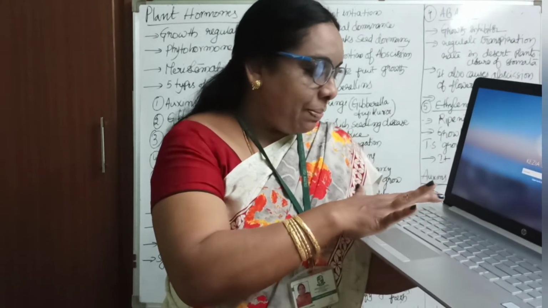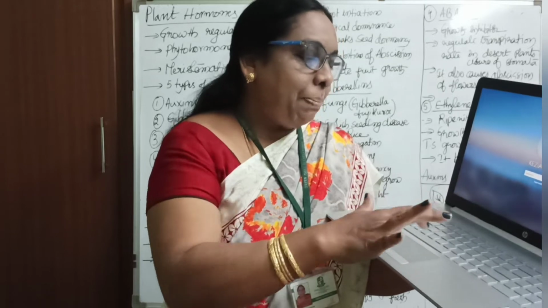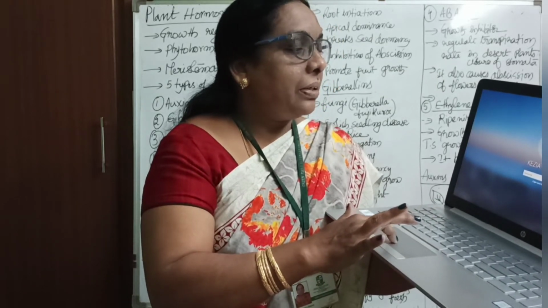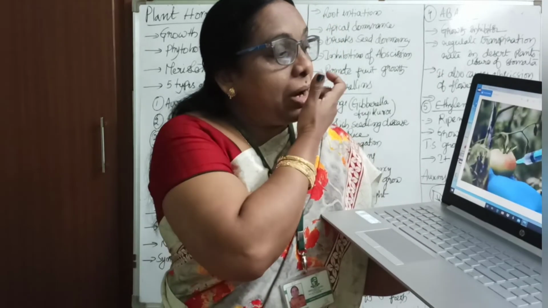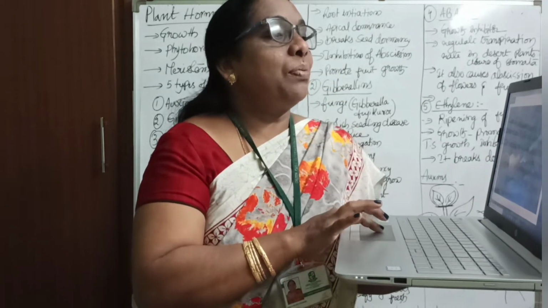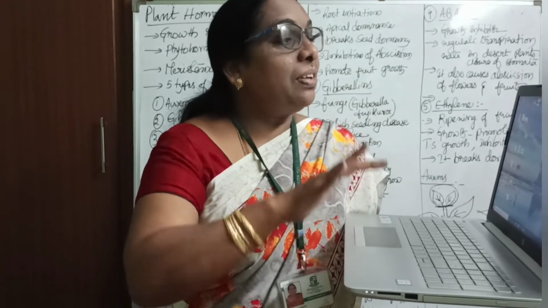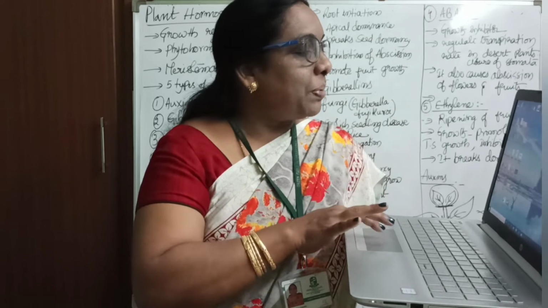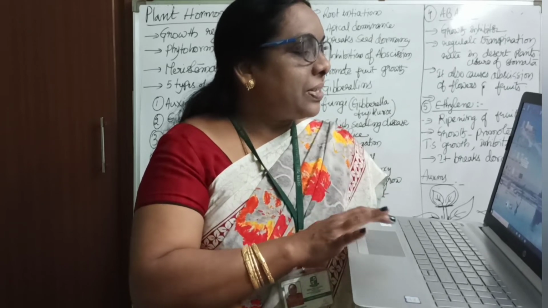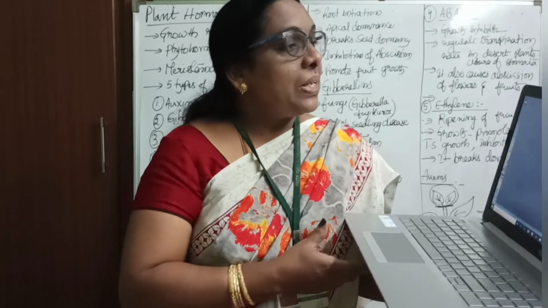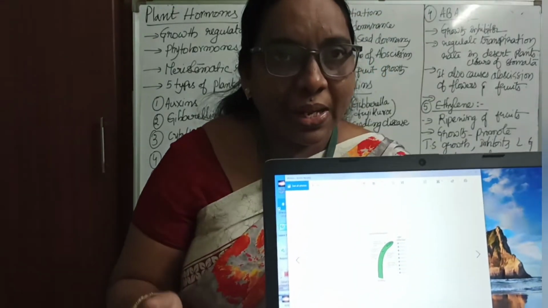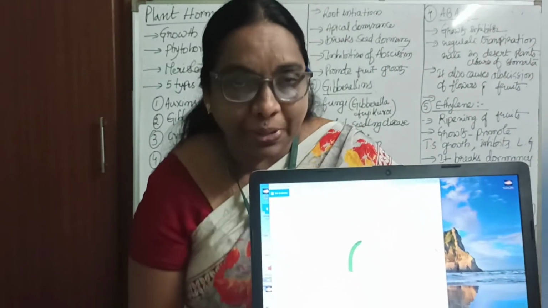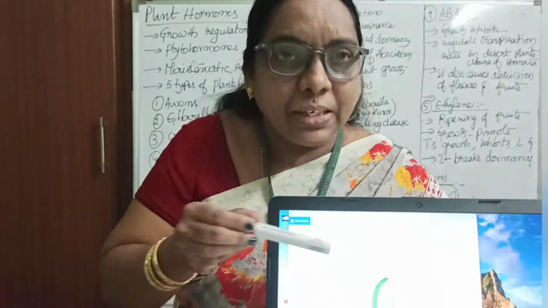I removed the terminal part, no? From the terminal part, if we apply auxins once again, what will happen? The growth of the lateral buds will stop and the terminal bud will develop. See, children, where do the auxins grow? Auxins usually grow in the tip regions. They grow in the tip regions.